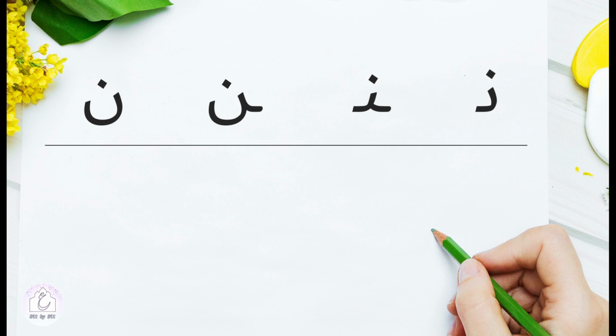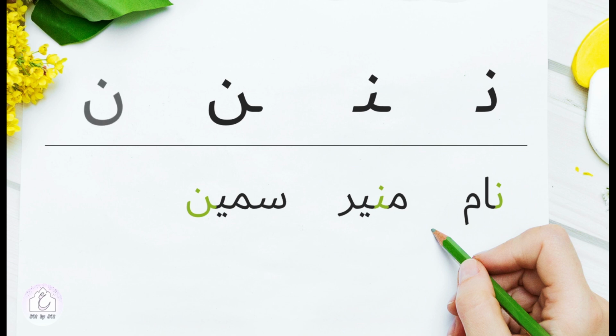All in all, Noon has four forms, depending on its position in a word and whether it's preceded by a non-connecting letter or not. There is the initial position, the medial, final, and the isolated form.